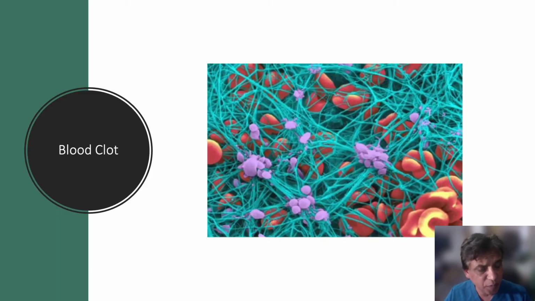So here is a high-powered view of a blood clot. One can see fibrin strands, and these fibrin strands form a mesh which traps red blood cells, and in addition to those trapped red blood cells, one also sees platelets which form the local plug. So fibrin and platelets form a plug which stops bleeding from the injured blood vessels.